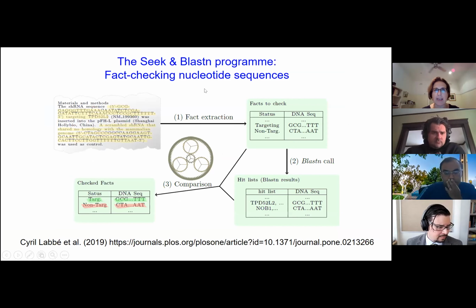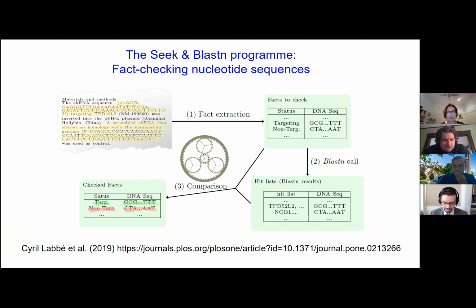I'm going to be talking about the Seek and Blast tool, which I also talked about on the first conference day. But just as a quick recap, and for people that might not have seen this presentation, Seek and Blast is a semi-automated tool that's designed to fact-check nucleotide sequences.